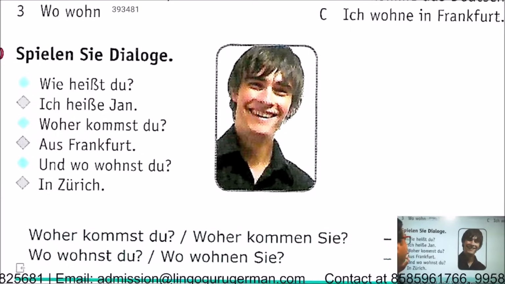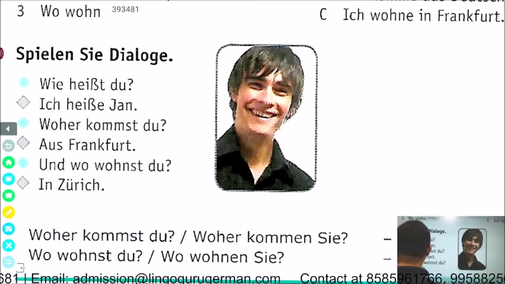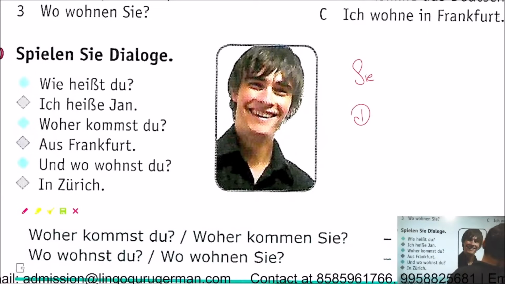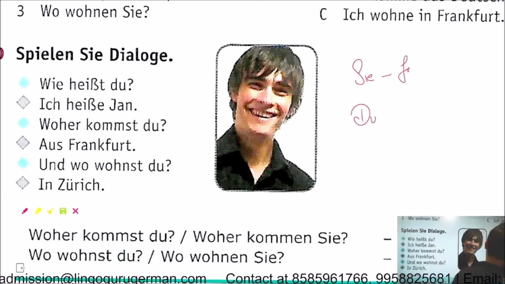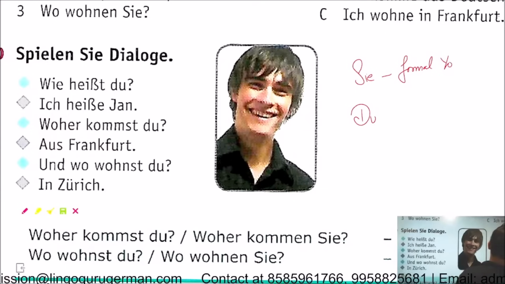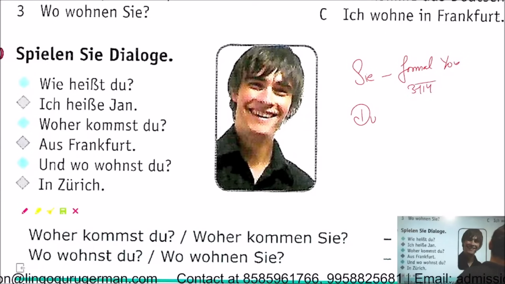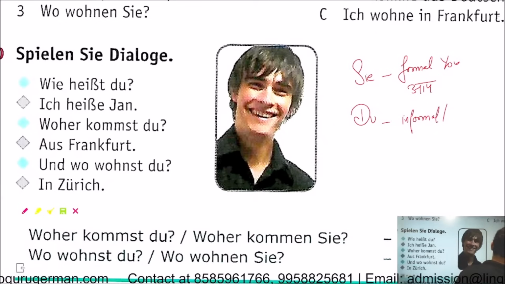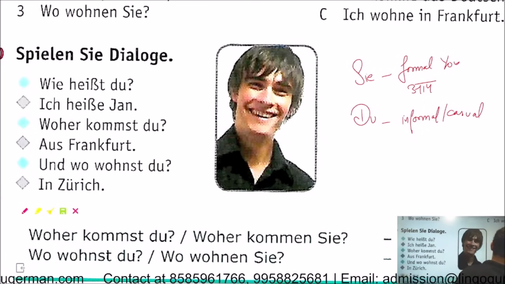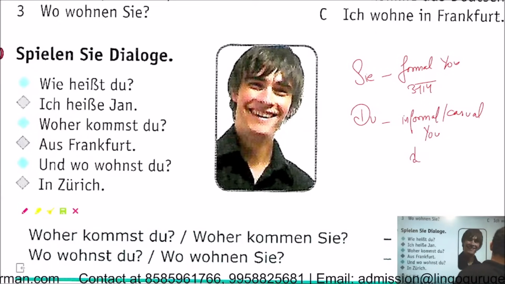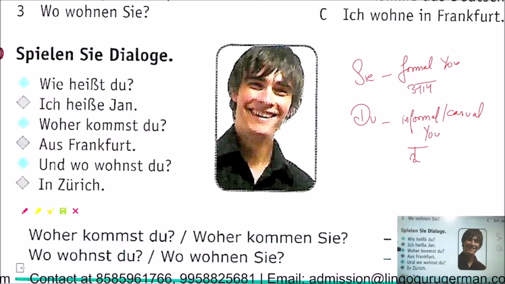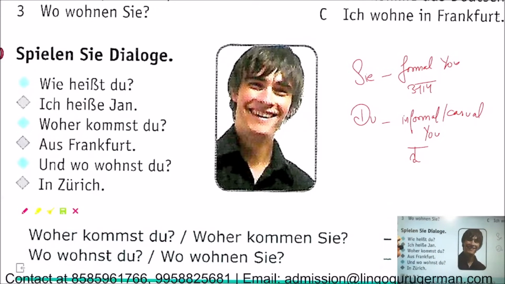Concept remains same. Only the formal and informal. The formal you is expressed using sie. And informal you is du. That is my formal you. In Hindi, we use it aap. It is my informal or casual you. In Hindi, we use it tu. Tu kahan se aaya hai? Main yahan se aaya hoon. Tu kahan rehta hai? Main yahan rehta hoon. Tera naam kya hai? Mera naam ye hai.